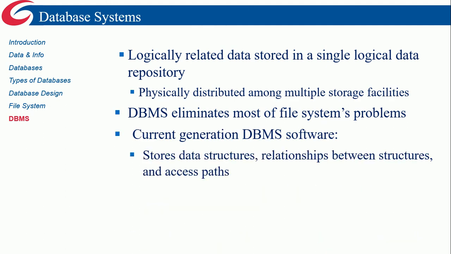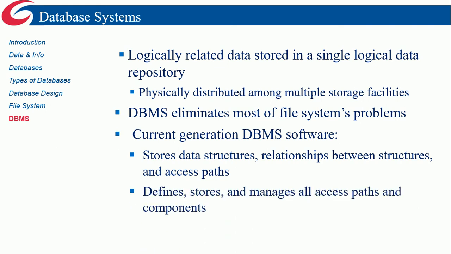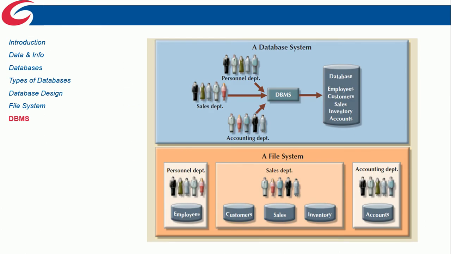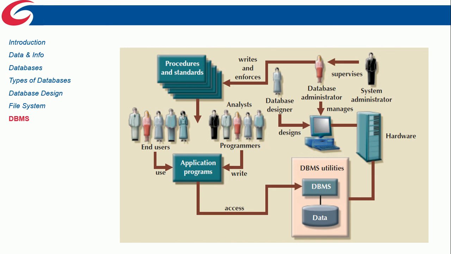In the current generation of DBMS software, it stores data structures, relationships between structures, and access paths. And we'll talk about that in more detail later on. It defines, stores, and manages all paths and components. So everything is basically managed by that DBMS. So basically everyone accesses the DBMS, whether it's applications or people, and it abstracts the access to the actual data that's stored in some data structure on a hard drive somewhere, or in memory for that matter.